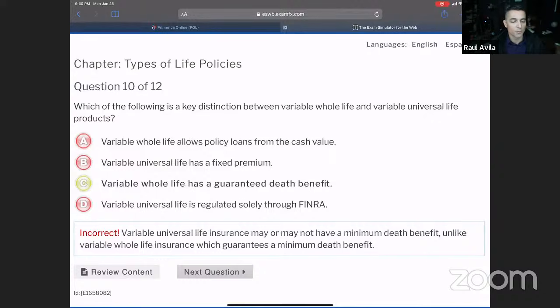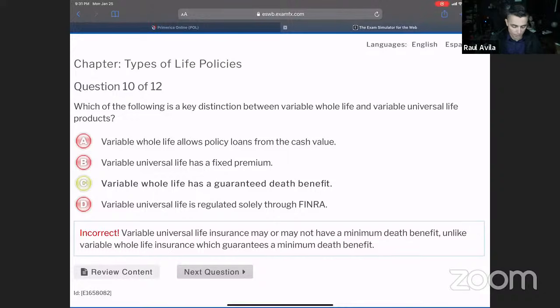The answer is C. Variable whole life has a guaranteed death benefit. Guys, go ahead and screenshot this one. This one comes out and it always gets me, man. I've seen it like 3 or 4 times and I can't seem to get it right. I wouldn't have chosen C, but anyways. Variable whole life has a guaranteed death benefit.